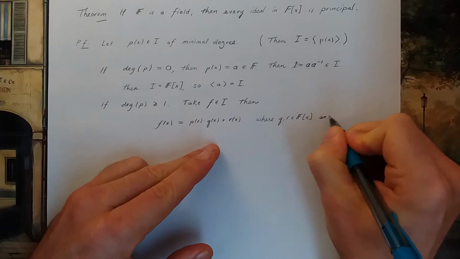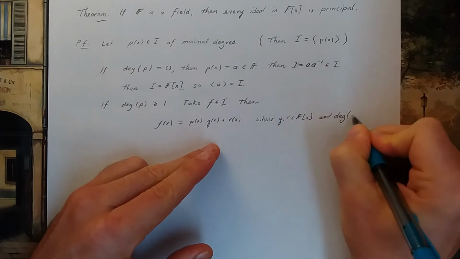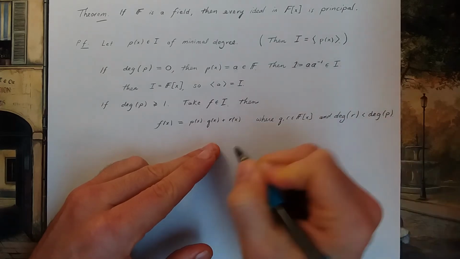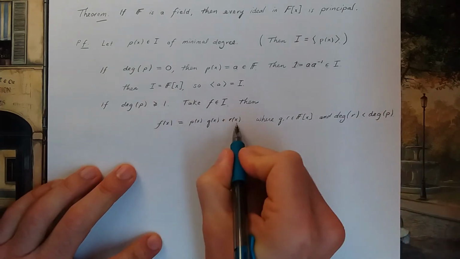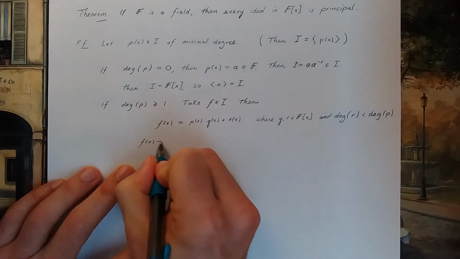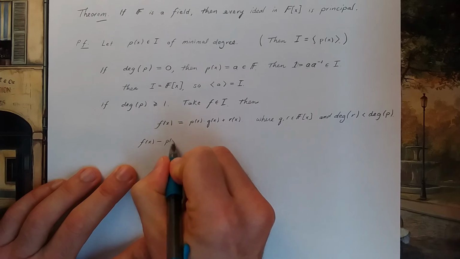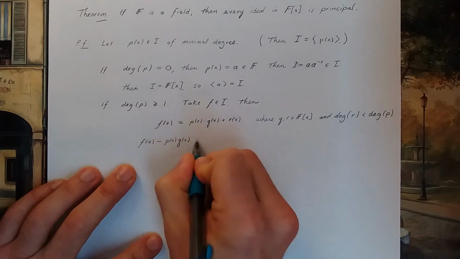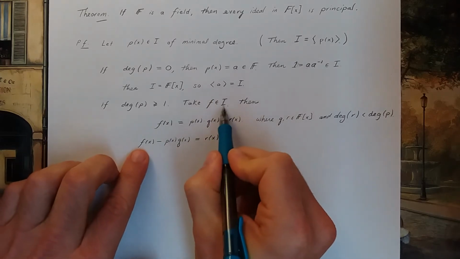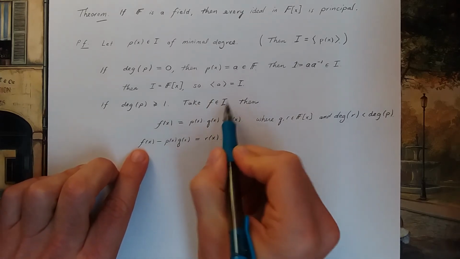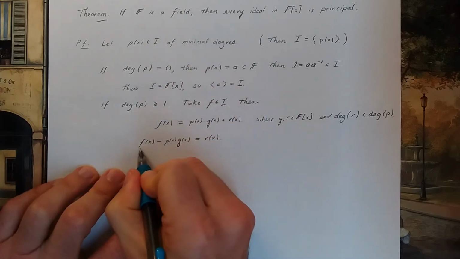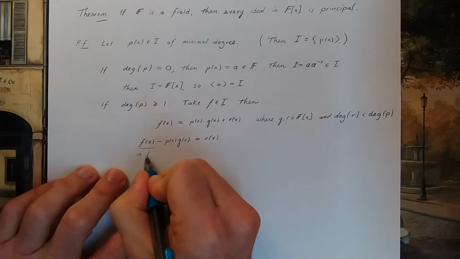and the degree of r is less than that of p. So that's just division. You could rewrite this statement. I'm going to rewrite it just subtracting this term. So I get f(x) minus p(x)q(x) is equal to r(x). Now, f is in my ideal. p is in my ideal. So this is in the ideal I.